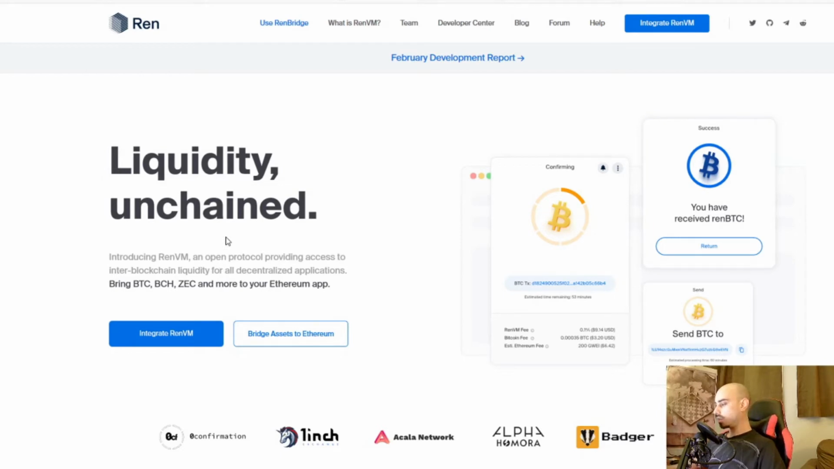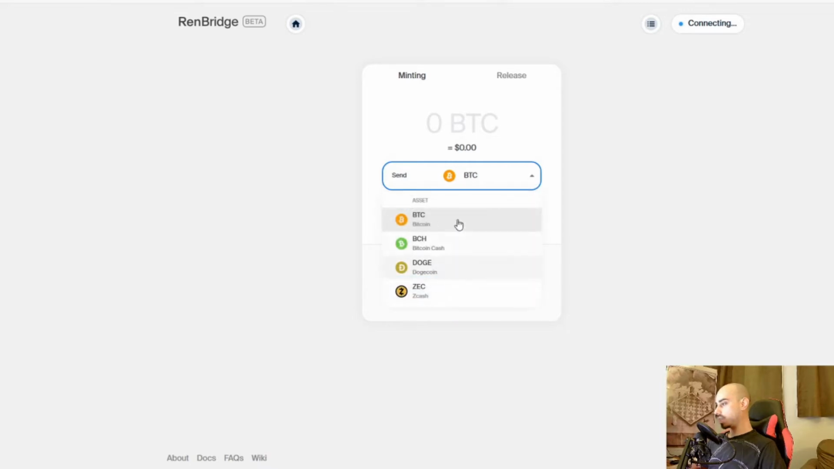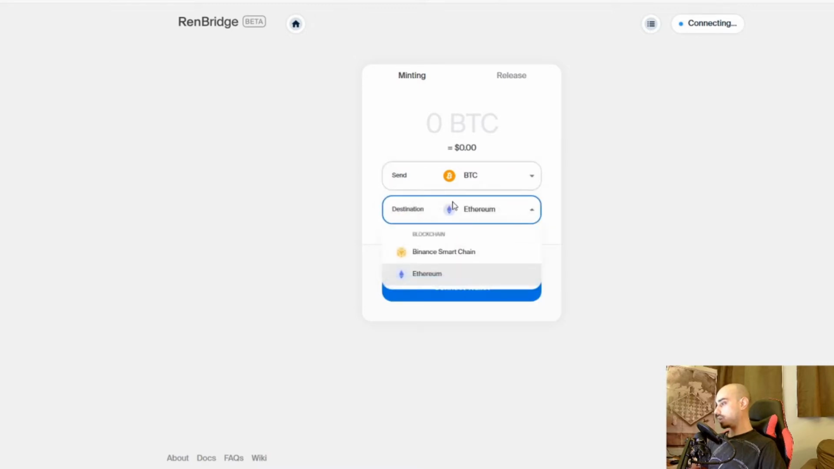Just to give you an idea of how Ren works, it runs through what we call the Ren virtual machine, or Ren VM, and it's a very easy to use platform. Just to give you an idea of how easy it is, you connect your wallet through the Ren virtual machine. On the top, you select the asset you would like to peg on a different network or to bridge to a different network. Right now, as you can see, there are 4 different cryptocurrencies supported. And on the bottom, you select which blockchain you want to bridge it to. And like I mentioned, you have Binance Smart Chain and Ethereum. Then you mint an equivalent token of that first selected one onto the other platform.